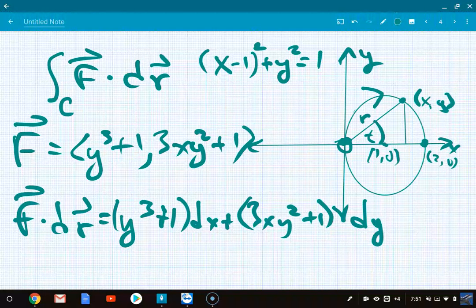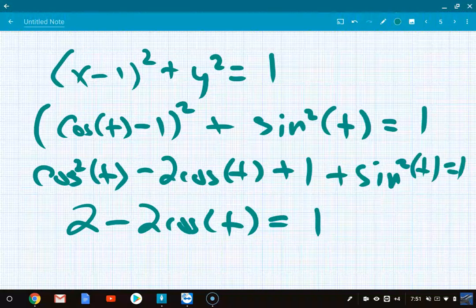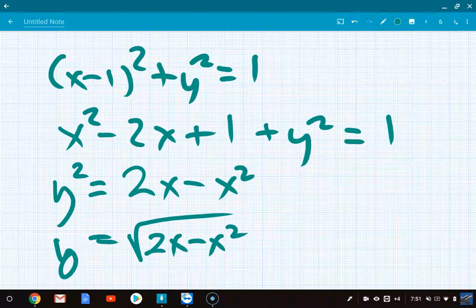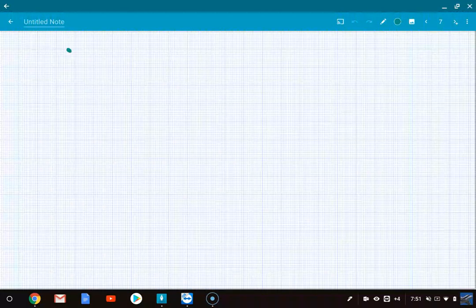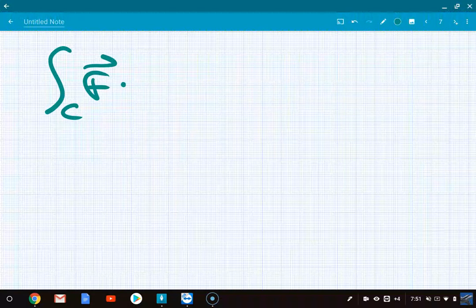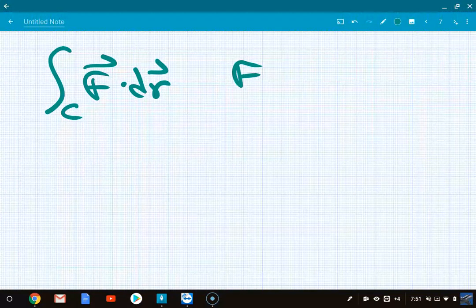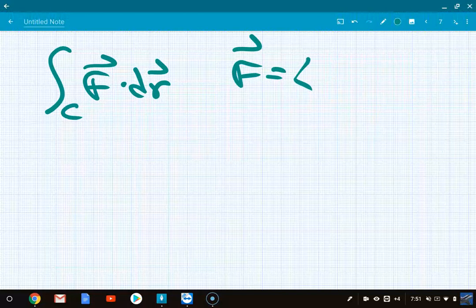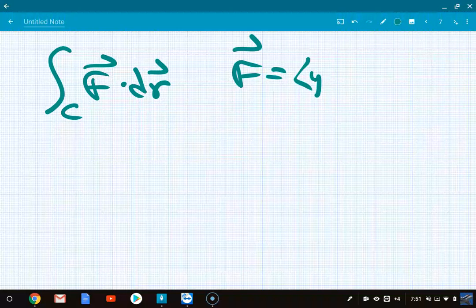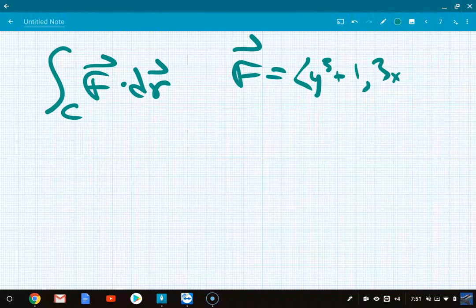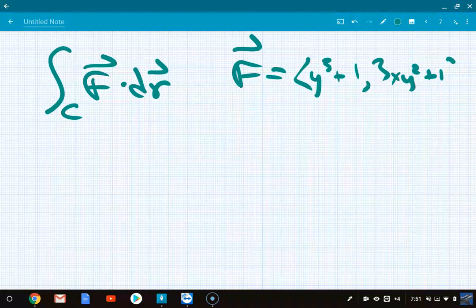Okay, so how did we start this? I want to parameterize this mess. All right, so let's start over. So I want such that F is, what did we say it was now? y cubed plus 1, comma, 3xy squared plus 1.